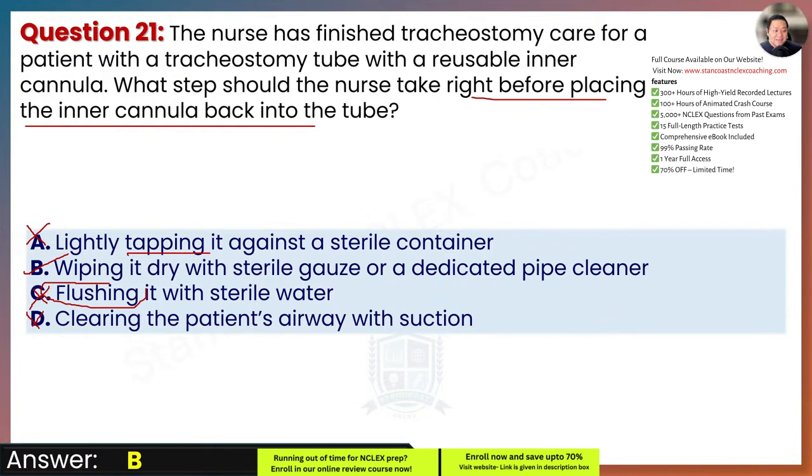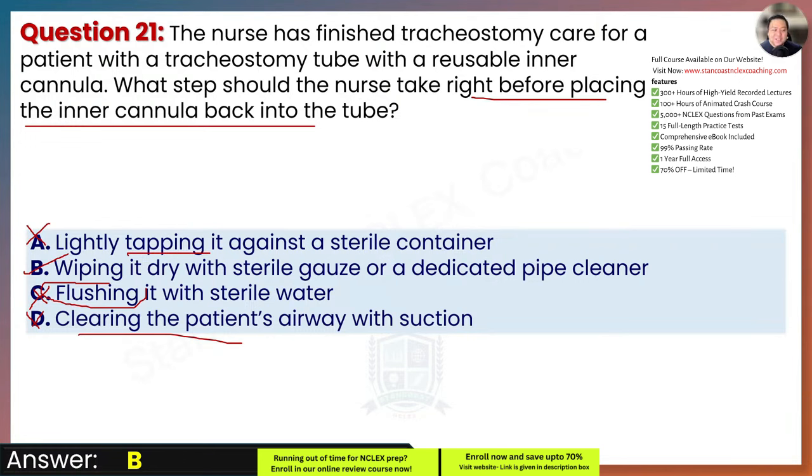and it is not needed at this point. All right. What about letter D, clearing the patient's airway with suction? We know that suctioning is an essential part of tracheostomy care, but it doesn't make sense to do it at this moment. The airway should already be cleared before cannula care if needed. And suctioning without the cannula in place can be ineffective, and it may risk injury to the trachea. The phrase clearing the patient's airway should make you pause, because suctioning is a separate step from cannula reinsertion. It's not something done immediately before it.